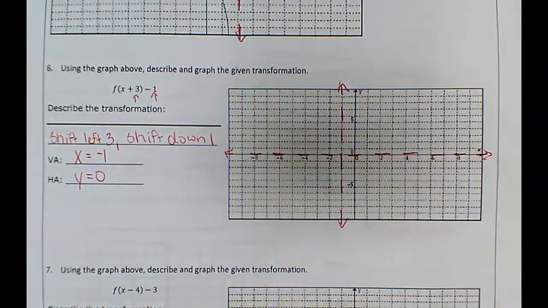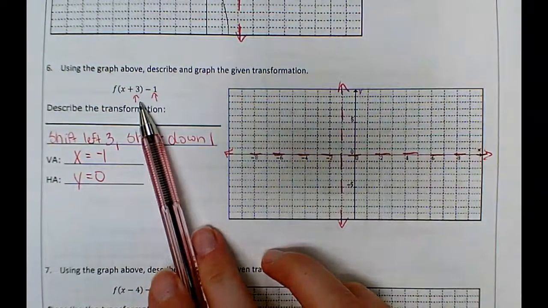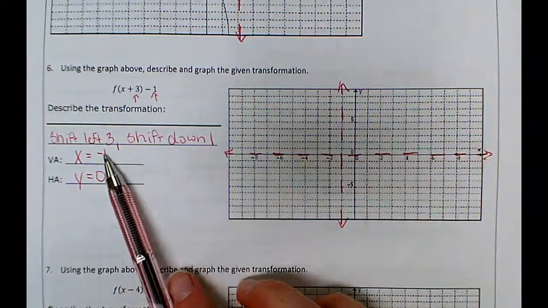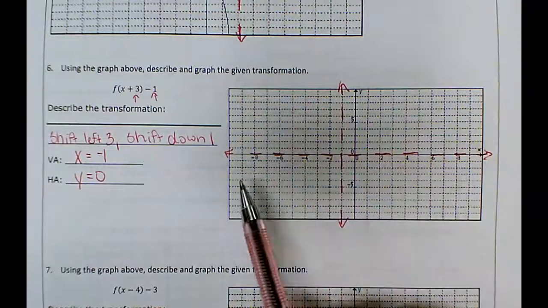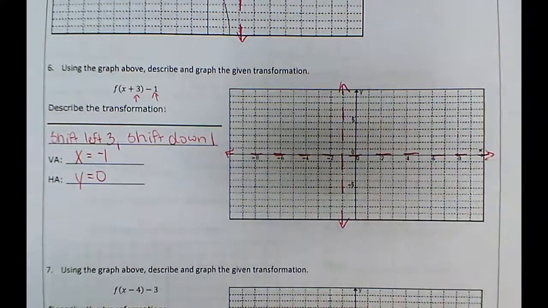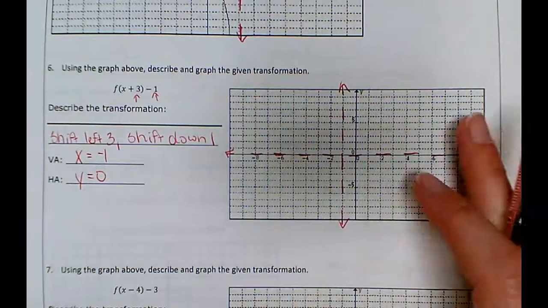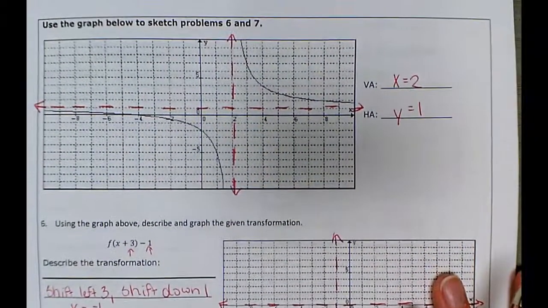So we described the transformation. Here we've given the new asymptotes. We have not actually graphed the function yet. And no, you cannot just put a little thrown-in hyperbola there. You actually have to make it look correct.